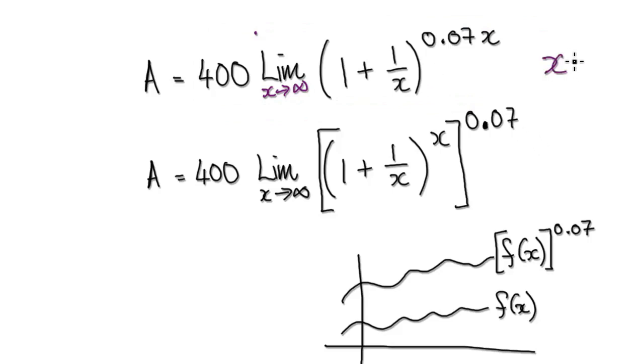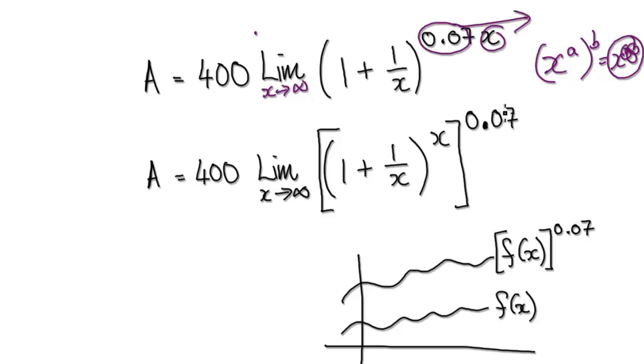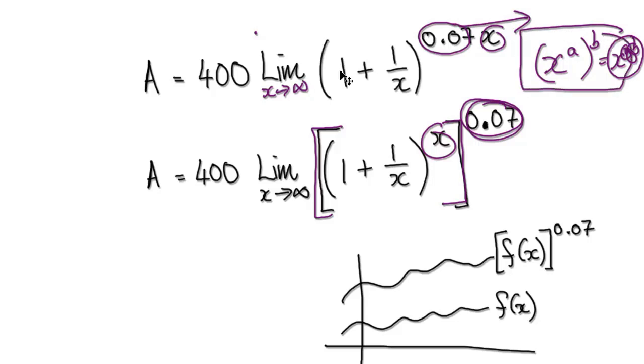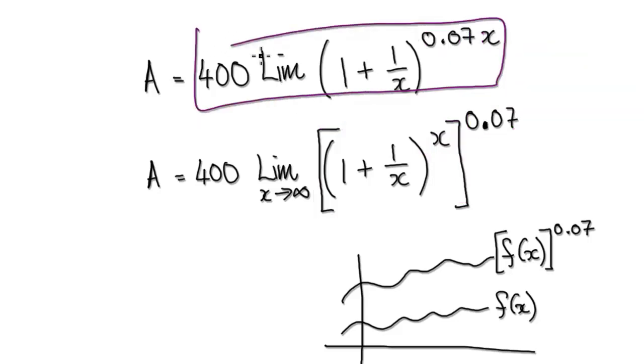x to the power of a, to the power of b, is the same as x to the power of ab. So here we've got one thing multiplying another thing, and here too. So I can drag this outside here. So 0.07 becomes an index. It's a power of a power. So I'm just using this rule. From here, that will take us to here.